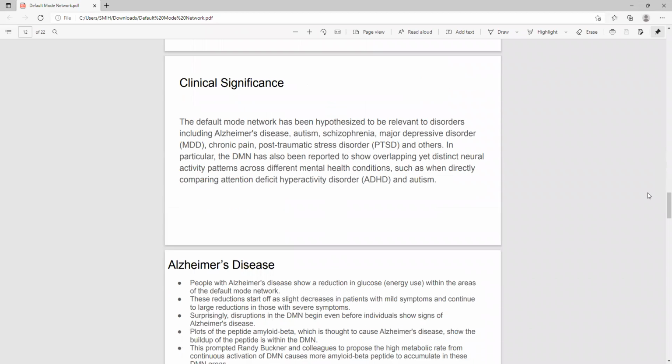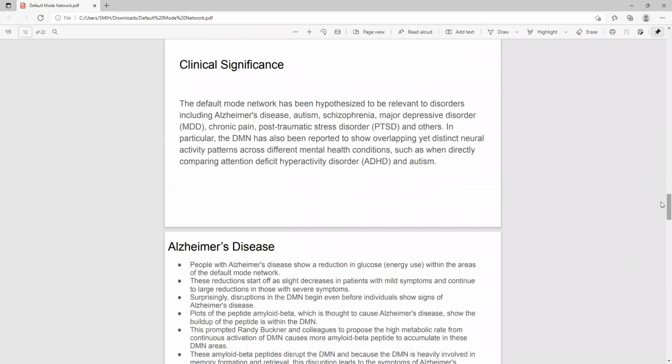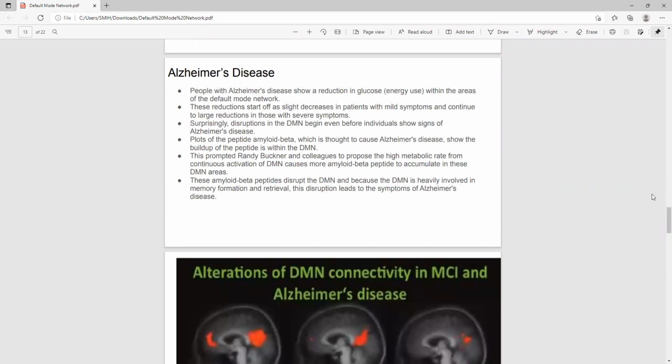Clinical significance: the default mode network has been hypothesized to be relevant to disorders including Alzheimer's, autism, schizophrenia, depressive disorder, chronic pain, post-traumatic stress disorder, and others. For Alzheimer's disease, people show a reduction in glucose, which is energy used, within the areas of the default mode network.